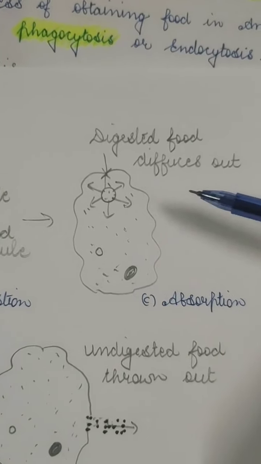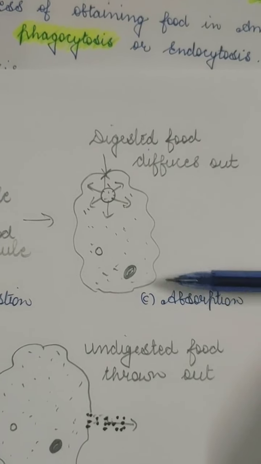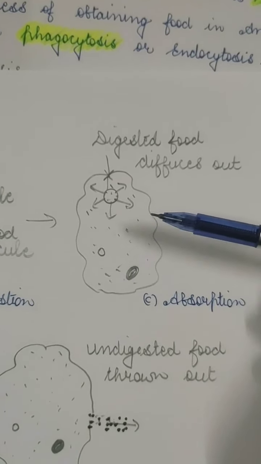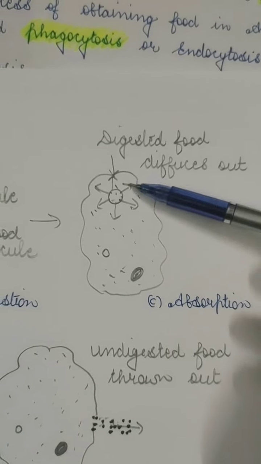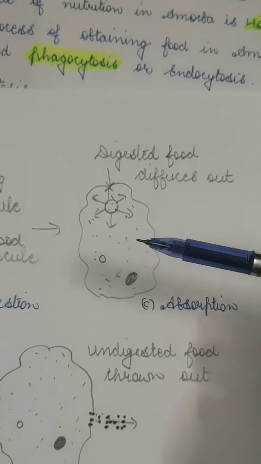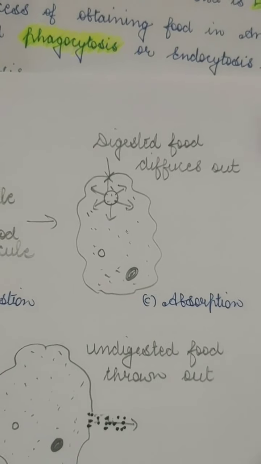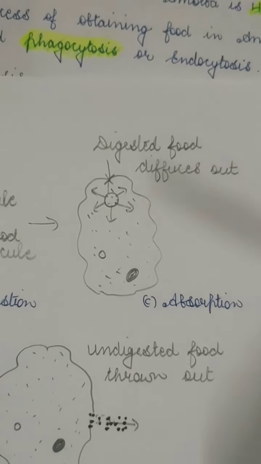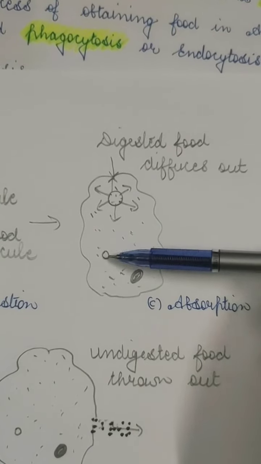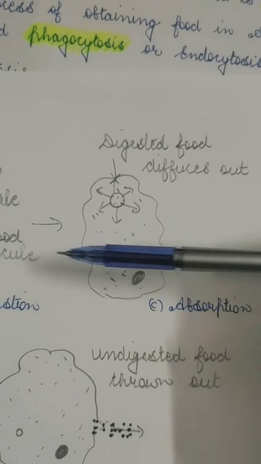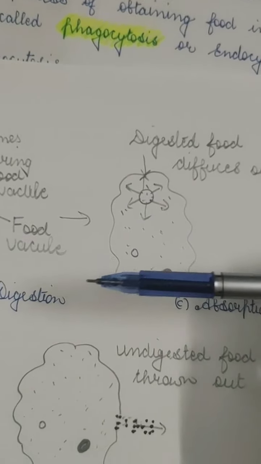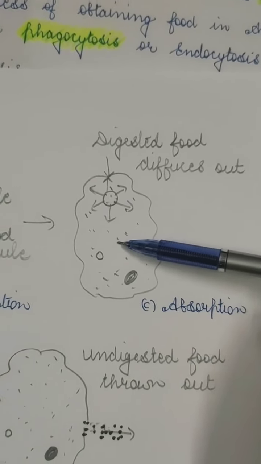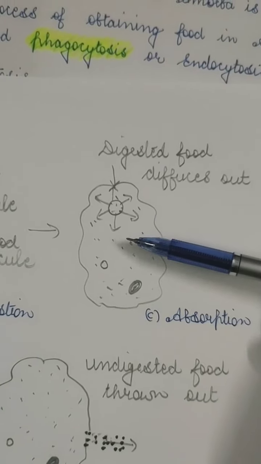After this, the third step is absorption. In this, the digested or soluble food is absorbed by the body. Since it does not have any other organ or any transporting medium like blood vessels or capillaries, the food is directly absorbed by the cytoplasm. The food which was digested by the enzymes, in soluble form, is mixed in the cytoplasm with the help of diffusion.